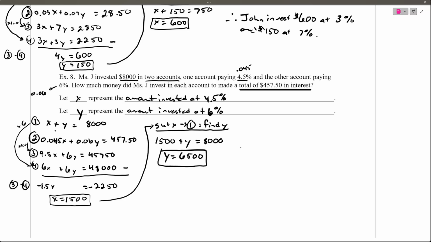So what does that mean? It means they invested 1,500 at 4.5% and 6,500 at 6%. So therefore, Miss J invested $1,500, don't forget your dollar sign, at 4.5% and $6,500 at 6%.